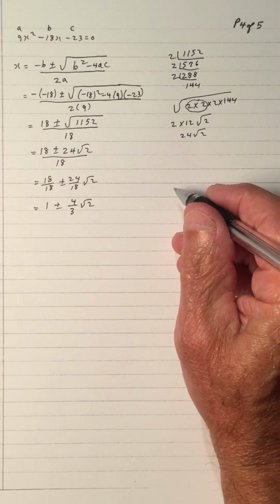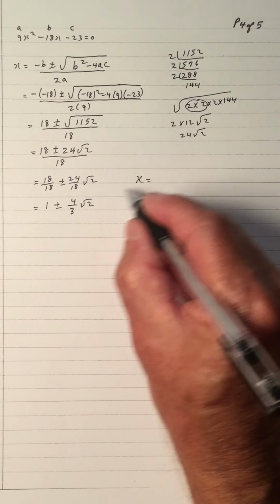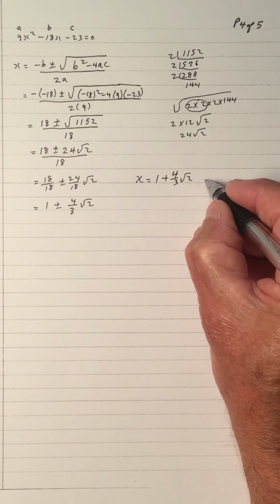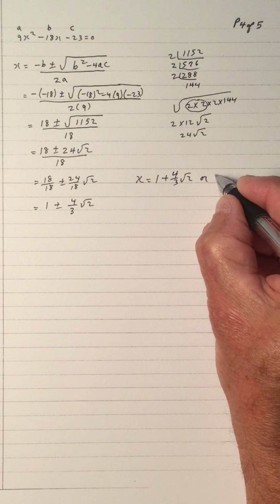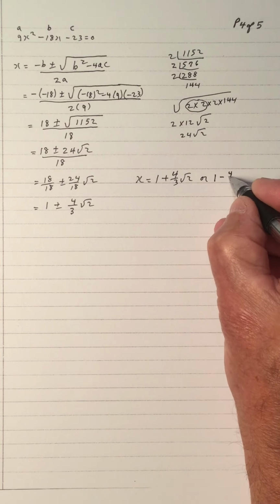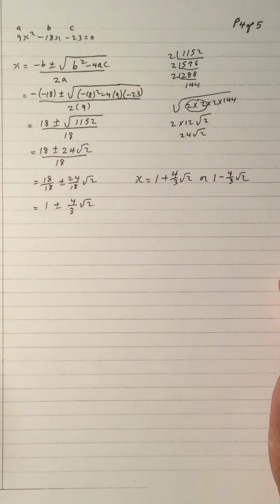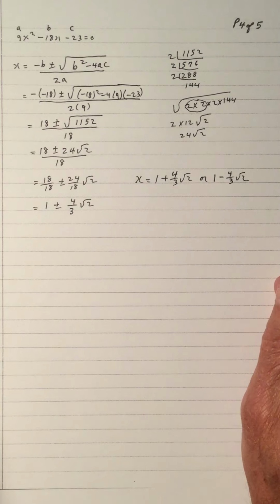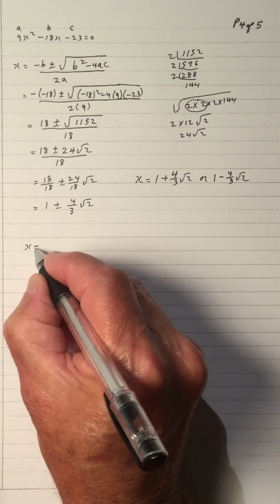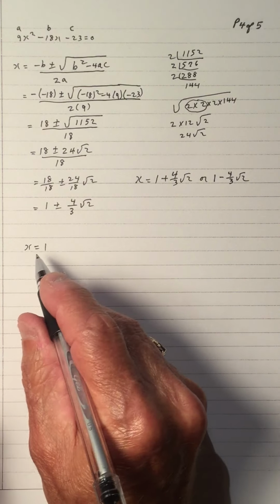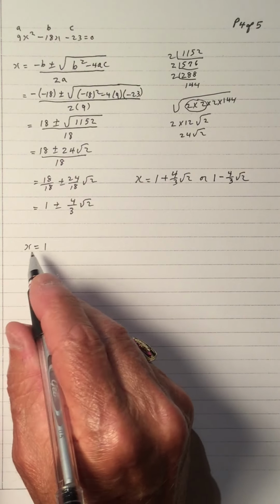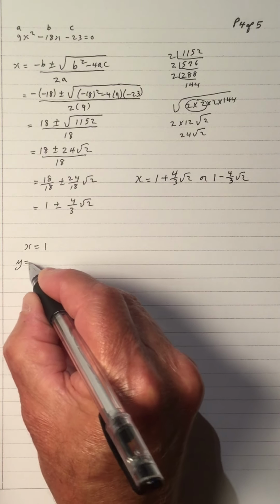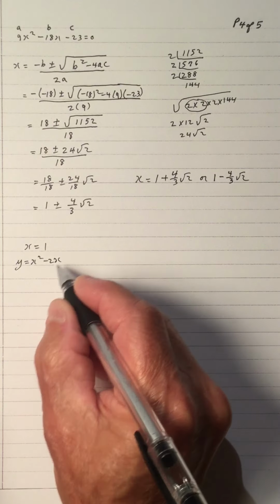So I have the x values are 1 plus 4 over 3 root 2, and or you have 1 minus 4 over 3 root 2. So we have x is 1, a double root. Now let's take when x equals 1, and remember when we did the graphing, it was hard to tell, but we found when x was 1. So I'm going to take x equals 1 and sub it into the parabola. Easier to sub it into the parabola.